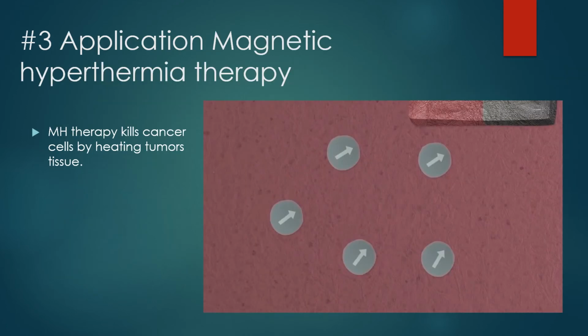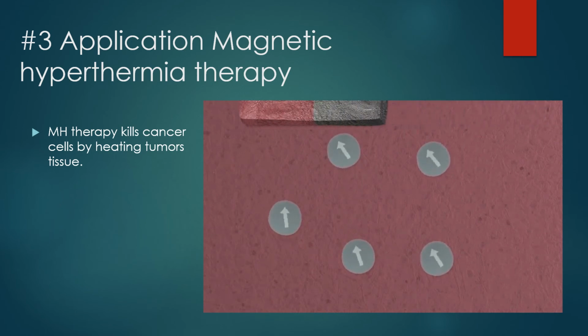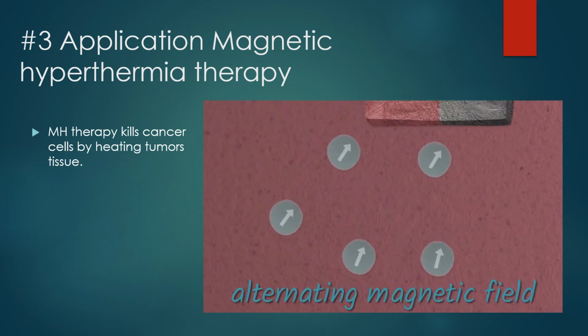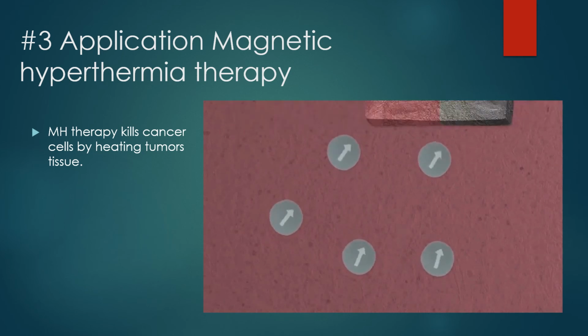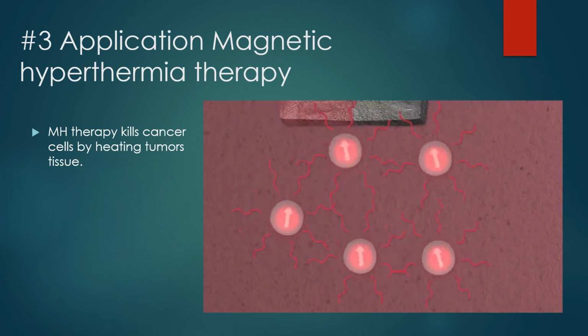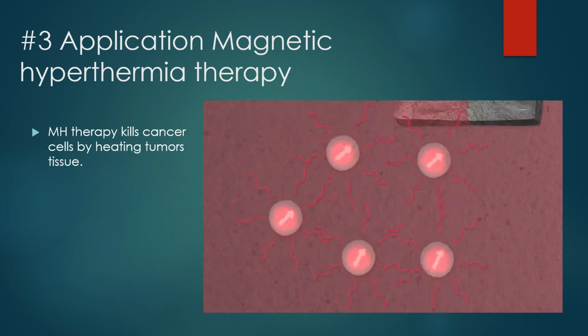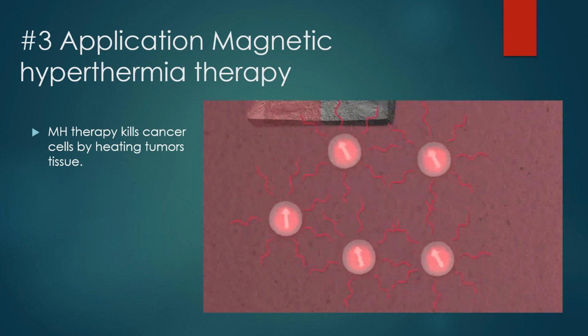The third application of the MPI method is when it is combined with magnetic hyperthermia therapy. In this video, I explain the concept of magnetic hyperthermia. You can see here that the nanoparticles are lined up with the magnet, and when we apply the alternating magnetic field, they move very fast. And if we increase this movement, the nanoparticles are going to get hotter. And so this is helpful for killing the tumor.